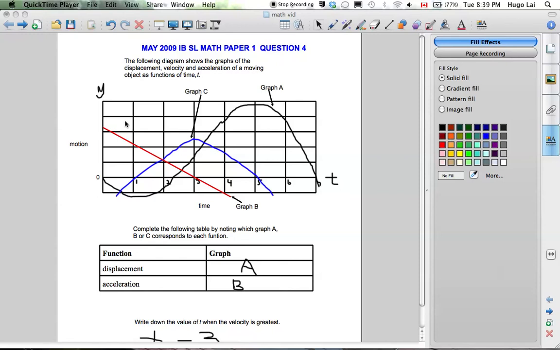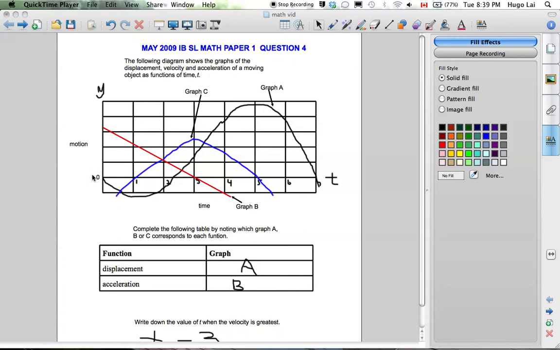Hello, I'm Hugo, and today I will walk through the question in the May 2009 IB Math Paper 1, and it's question 4. So in the question we are given the background, and it says the following diagram shows the graphs of the displacement, velocity, and acceleration of a moving object as functions of time t.